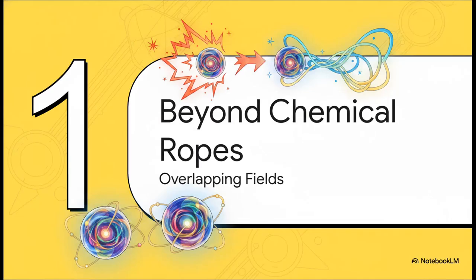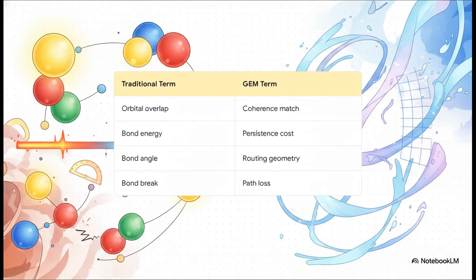All right, Section 1, Beyond the Chemical Rope. Let's really look at what happens when two atoms actually approach each other. I absolutely love how this anchors the standard chemistry we all know into the deeper persistence mechanics of GEM. Let's do a quick translation. What we normally call orbital overlap, in GEM, that's coherence compatibility.